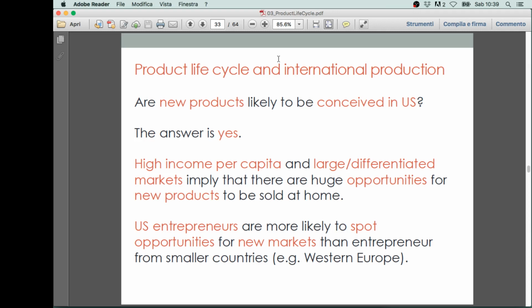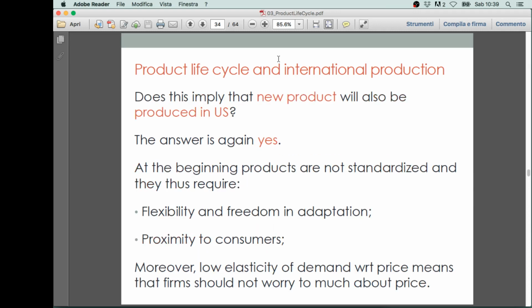These consumers are much more numerous in the US in absolute terms than in other countries. So from this point of view, US entrepreneurs have an advantage during the invention phase because they are much more likely than entrepreneurs operating in other countries to identify these needs and try to satisfy them with new products.